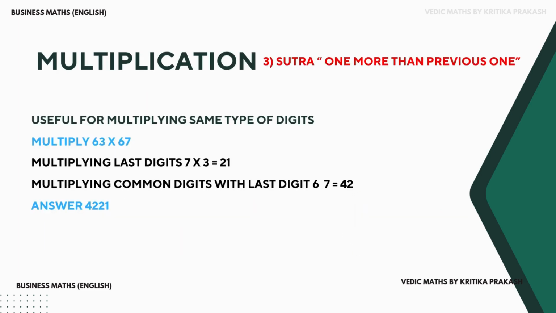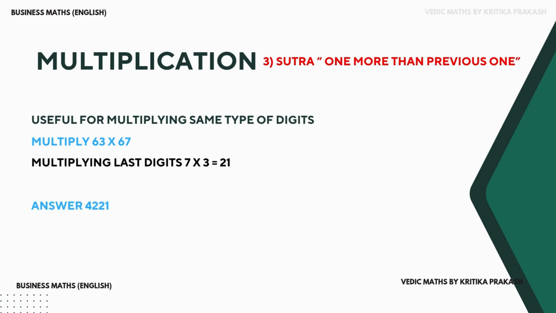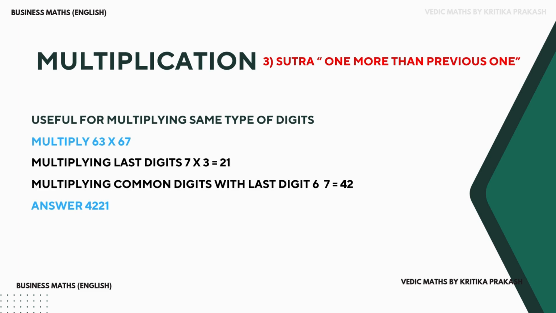Now let's move on to the third part of the multiplication, which involves the Sutra 'one more than the previous one'. This is useful for multiplying the same type of digits. So considering the question 63 into 67, here we are having the same type of digit calculation. Firstly, we would be multiplying 7 into 3, which would give us 21. Secondly, we would be multiplying the common digit with the next number. So 6 into 7 is 42. Here we would be placing 21 on the right side and 42 on the left side, which would give the answer 4221.